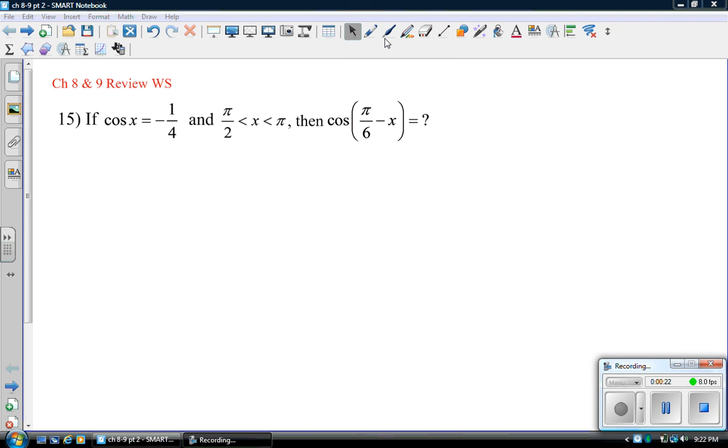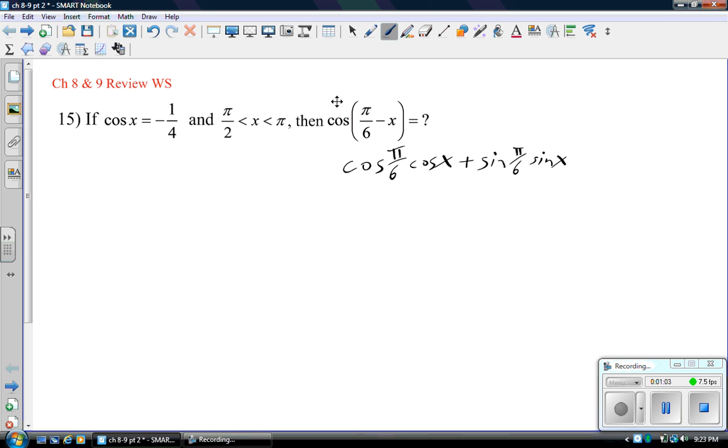So what I'm going to first do is just break this apart into its pieces. So cosine pi over 6 minus x. Remember, cosine flips the sign, and cosine doubles. So it's going to look like cosine first thing, which is pi over 6, cosine second thing, which is x, cosine flips the sign, plus sine first thing, pi over 6, sine second thing, x. Okay, so I use the cosine subtraction identity.